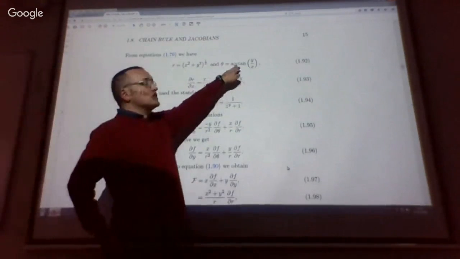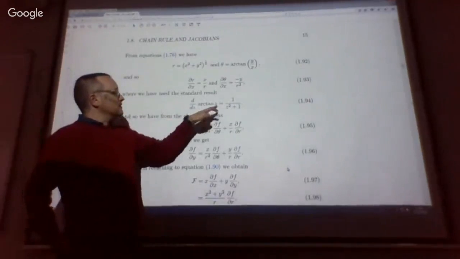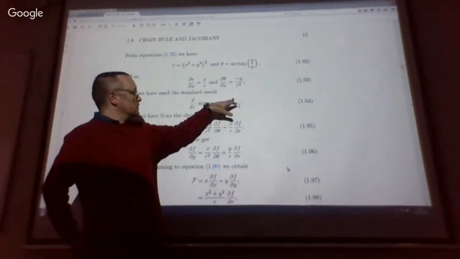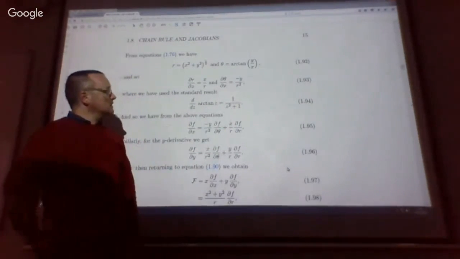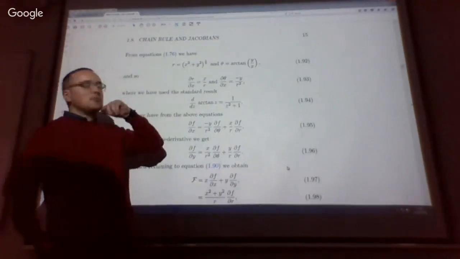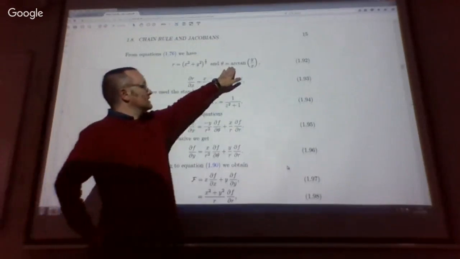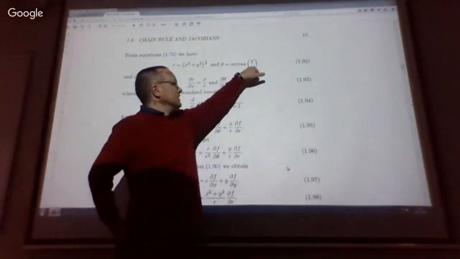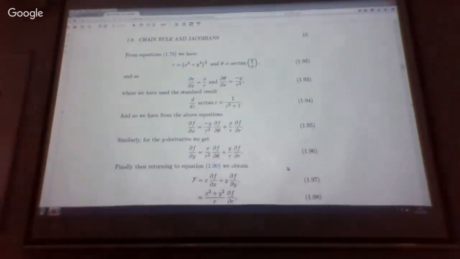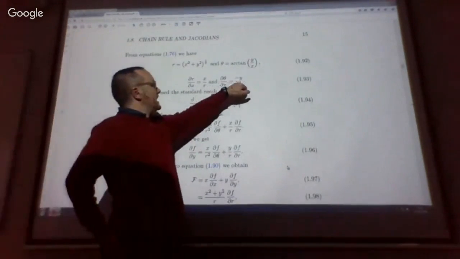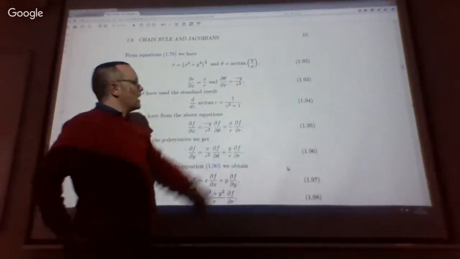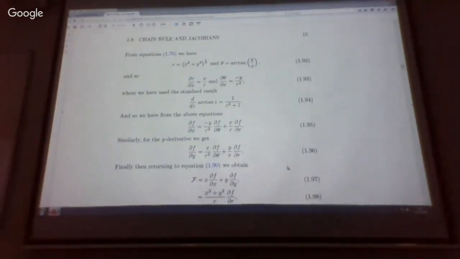Then we can make use of the known formula for the derivative of the inverse tan of something, which is 1 over the square of the something plus 1. We can use that in combination with the one variable chain rule to take the derivative with respect to x of inverse tan of y over x. Okay, so it comes out after a little bit of simplification as minus y over r squared.